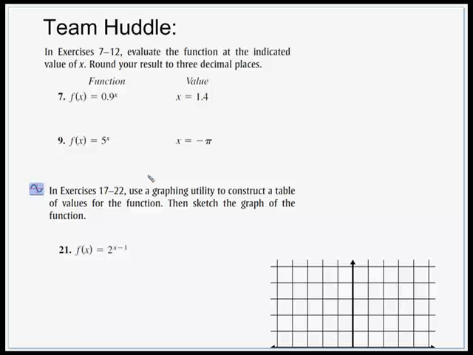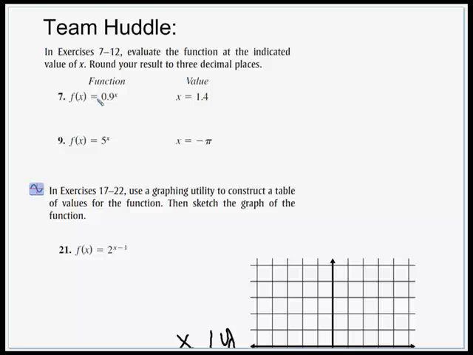Alright, a couple practice problems to try. The first: evaluate the function at the indicated value of x, rounding to 3 decimal places. In the next one, it says use a graphing utility to construct a table of values for the function. So get out the TI-89 calculators, and we're going to make a table for a few x values. And we're going to see what that 2 to the x minus 1 power does. So pause the video, try the practice problems, and then start it back up and see how you did.